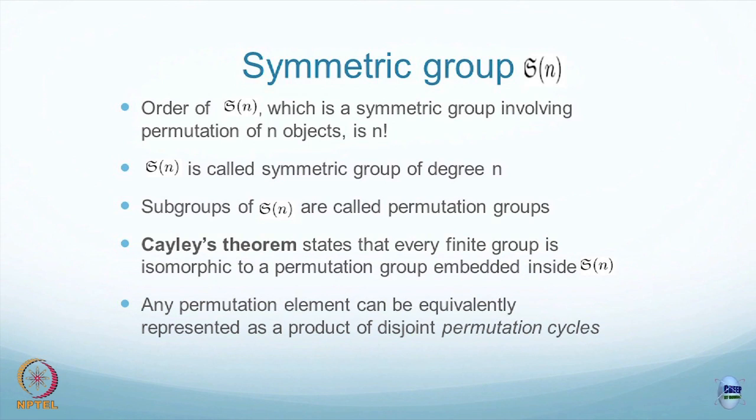A permutation group of degree n will be a symmetric group involving permutation of n objects. What is the order? Order is going to be factorial n, and we say that it is a symmetric group of degree n. And you can start forming subgroups out of these n factorial elements. You can take some subset which satisfies the four axioms of the group, which is a subgroup. Those subgroups are called permutation groups, and what Cayley's theorem says is that any finite group, like the abstract group we wrote with two generators, which gives a finite order group, can be shown to be isomorphic to some subgroup of the symmetric group of degree n.